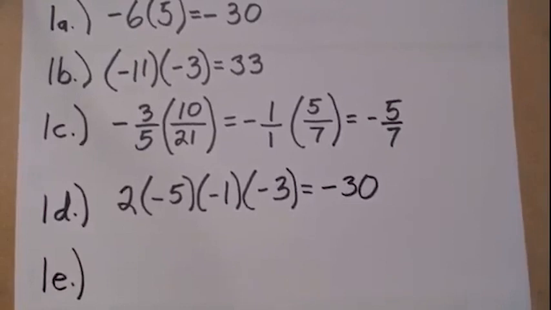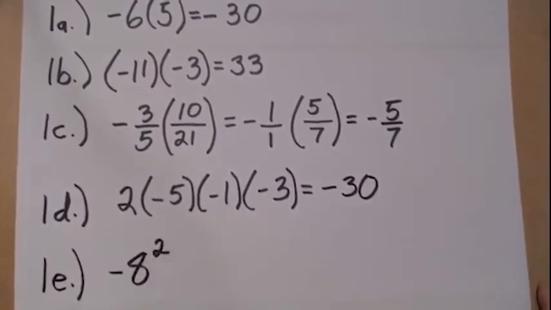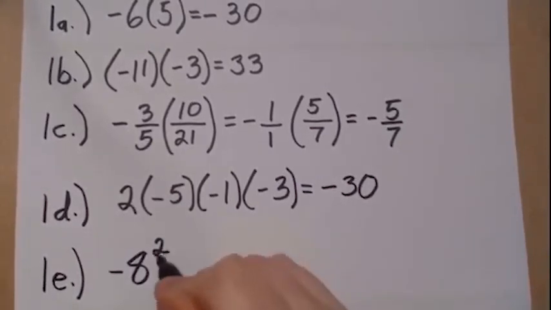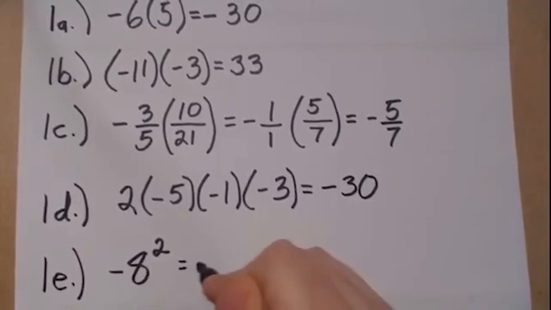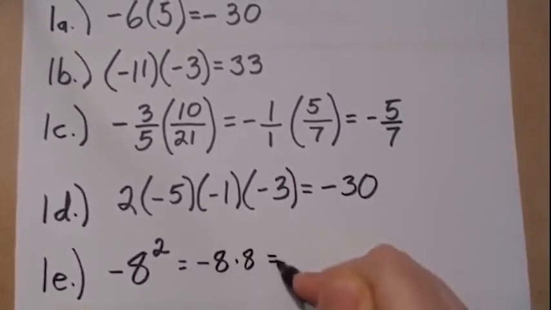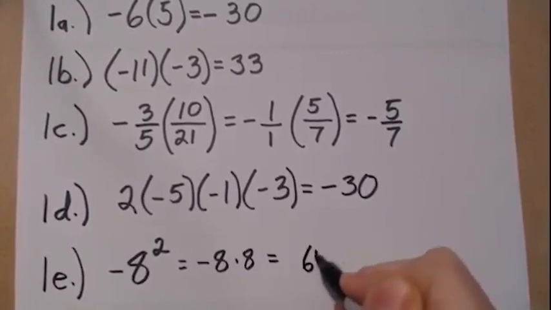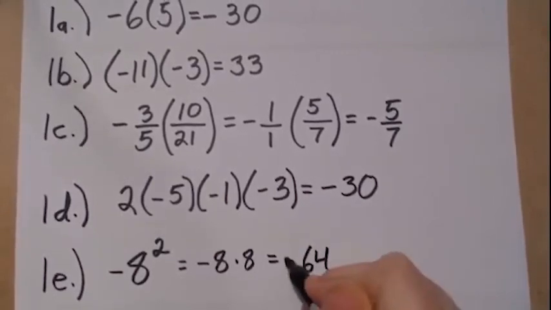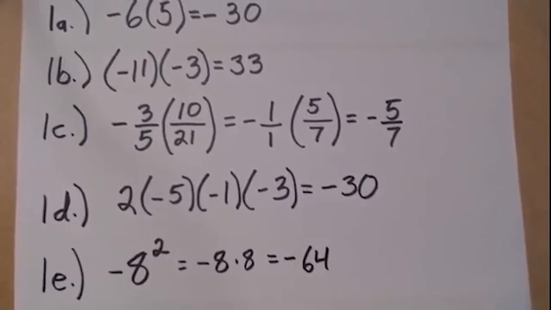In 1E, we have negative 8 squared without parentheses. That means that the square only applies to the 8. 8 times 8 is 64. And we carry that negative through because it was not being squared.